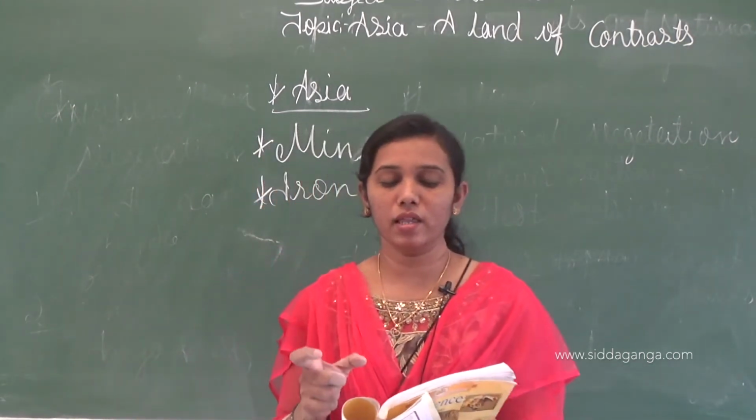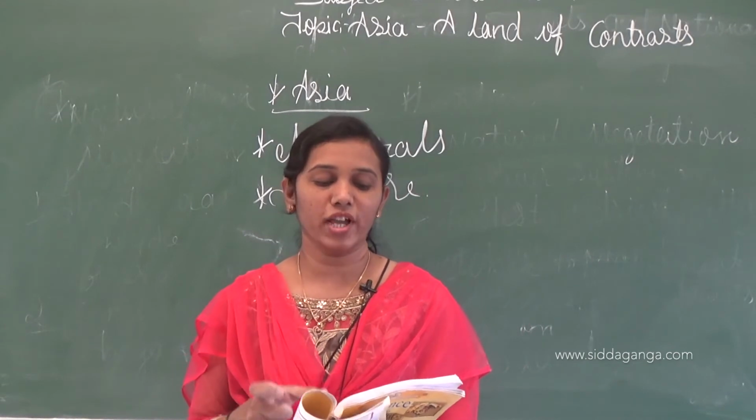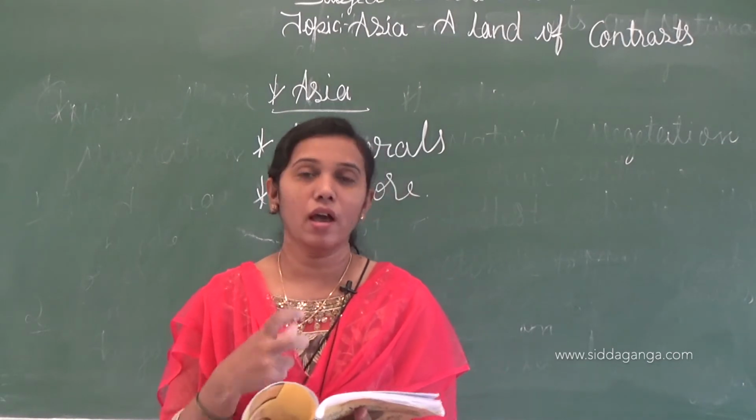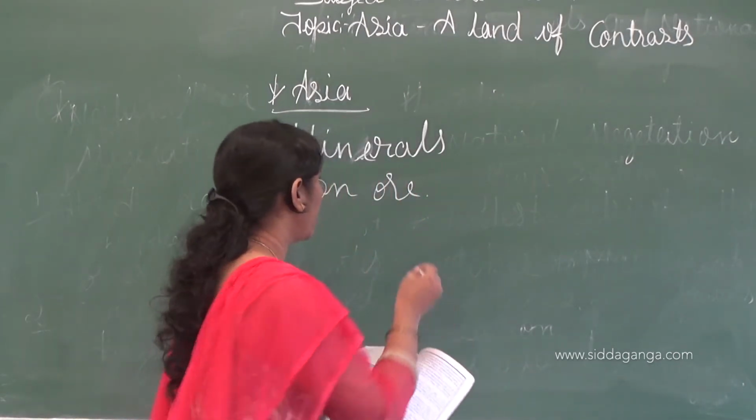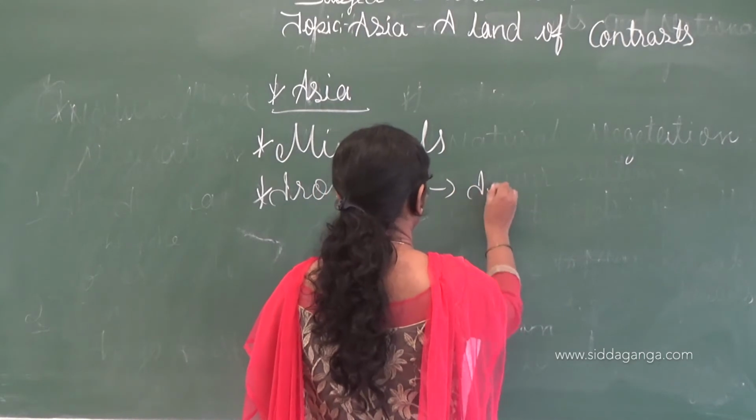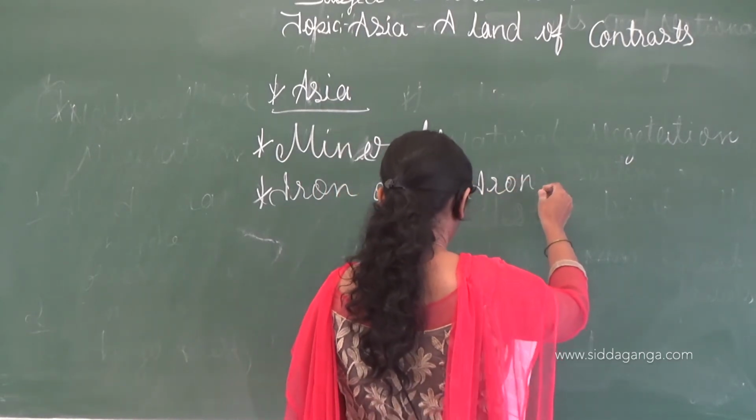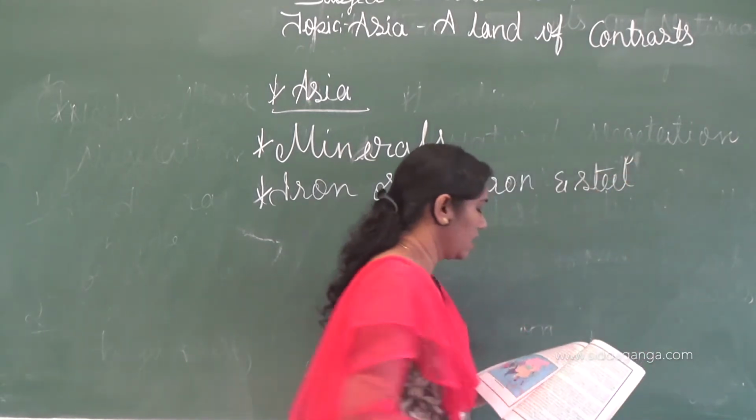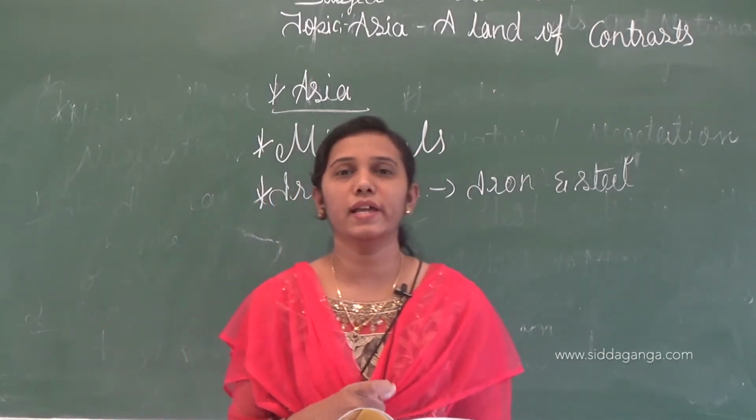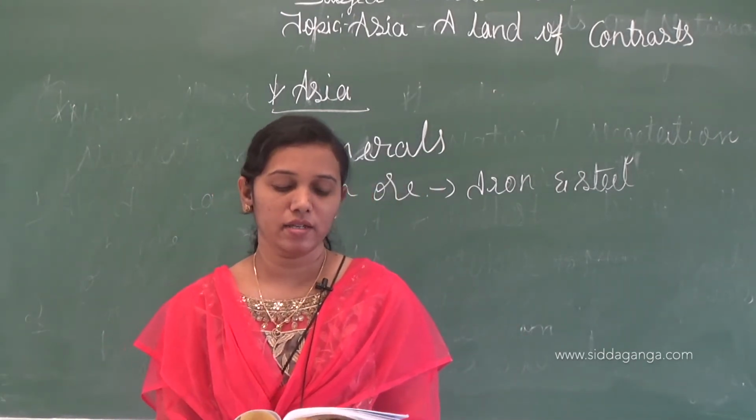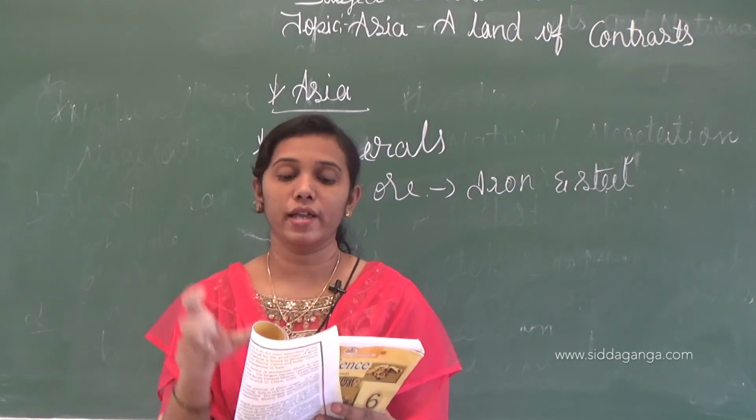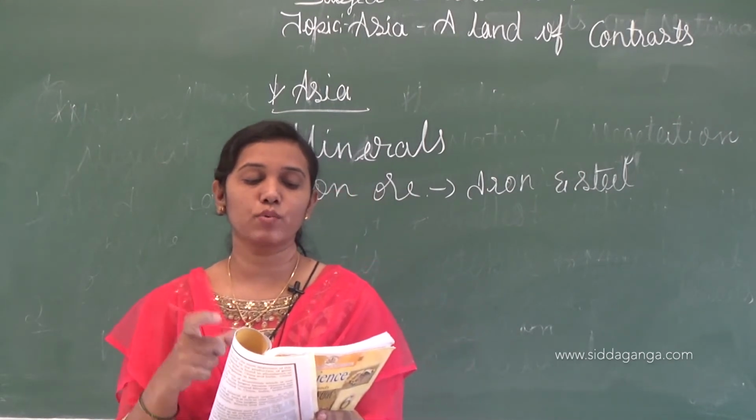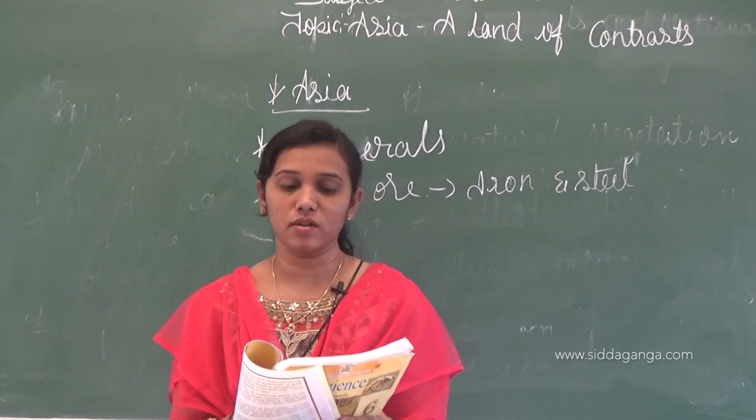Iron ore is the main raw material for the production of iron and steel. Asia is rich in iron ore reserves and has about 30% of the world's reserves.